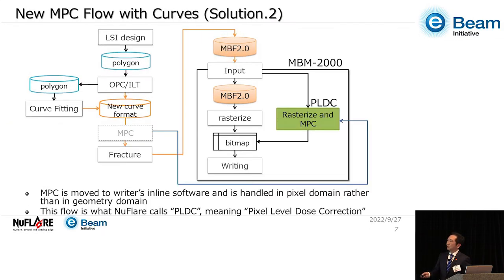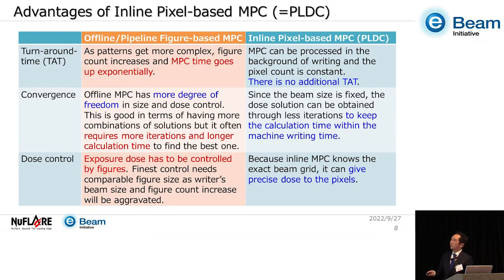So our proposal is to move model-based MPC to writer's inline data path to do both rasterization and mask process correction. We call it PLDC, pixel level dose correction. Pixel data has to be made anyway, so why not using that constant pixel for MPC? That's a basic idea.